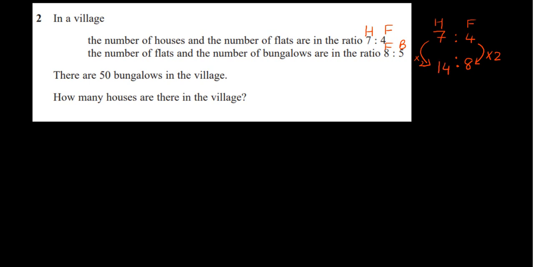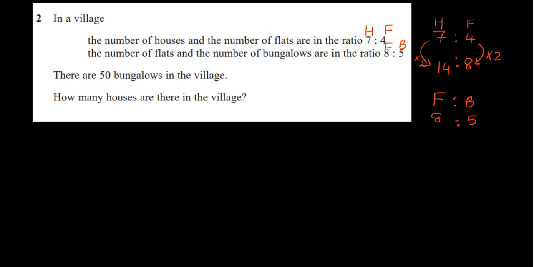Now this helps me compare it to the second ratio of flats to bungalows. Flats are 8 parts already and bungalows are 5 parts. So I can compare these two ratios now because both of them have flats as 8 parts. And the number of flats in the village is the same, right? It's not going to change.